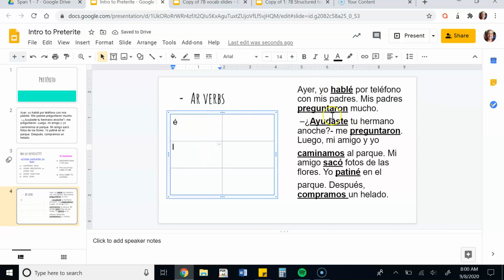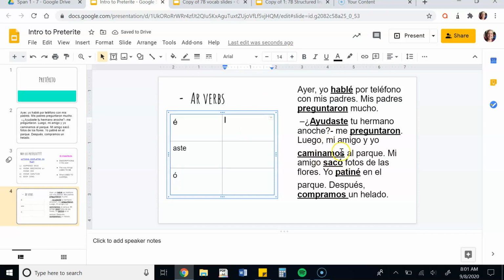For the tú, here I see a -aste ending. Hablaste. Now these are all AR verbs, keep in mind. So just like our AR endings in the present have A's in them, a lot of times that will be the same for here. Here's an example of an él, ella, usted. Sacó. I need O with an accent. So for he, she, you formal, using O at the end.